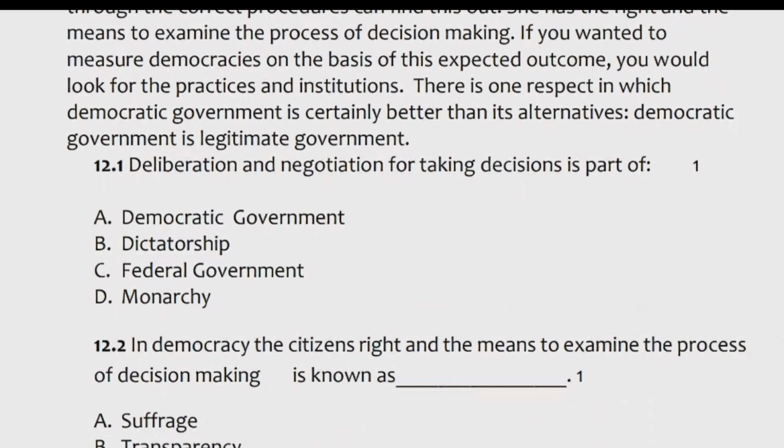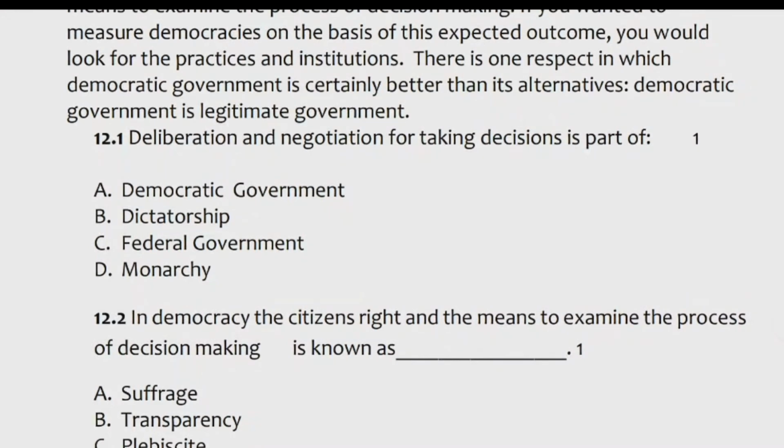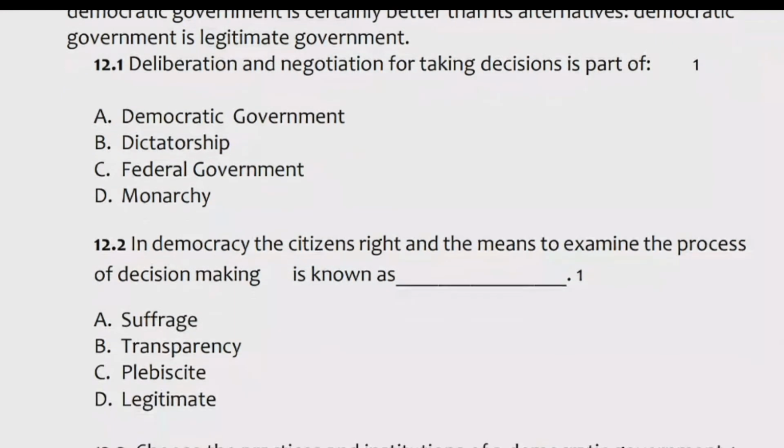12.2. In democracy, the citizen's right and the means to examine the process of decision making is known as dash. Options. A. Suffrage. B. Transparency. C. Plebiscite. D. Legitimate.